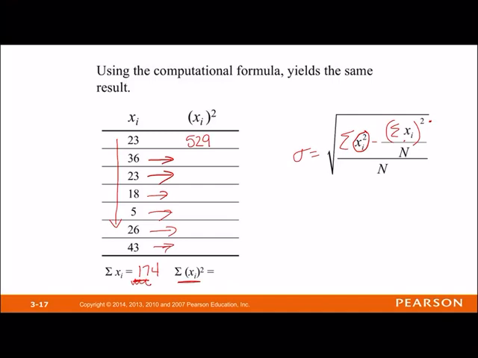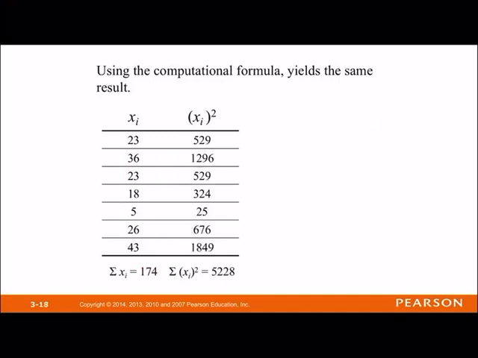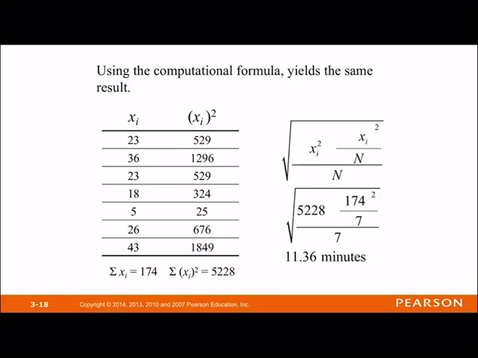The next slide has my completed chart. So again, take a second, try it on your own, plug it into the calculator, make sure you're getting the same answers that I am, and that's what you should get. So the sum of all your x's straight down on the left should be 174. Once you square everything on the right and then add it, you should get 5,288.